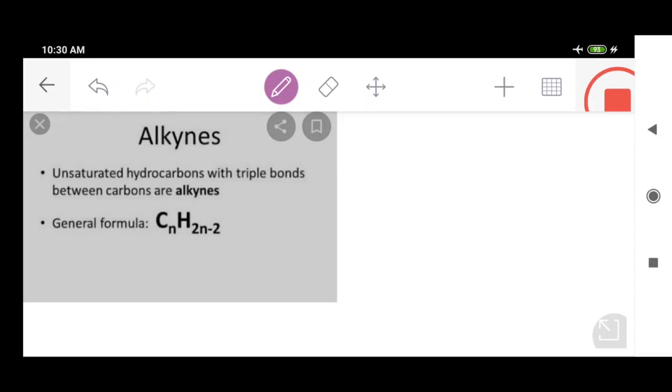Last time we were talking about unsaturated hydrocarbons. I told you regarding these unsaturated hydrocarbons, a hydrocarbon in which two carbon atoms are connected by a double bond or a triple bond. We call those particular hydrocarbons unsaturated hydrocarbons.